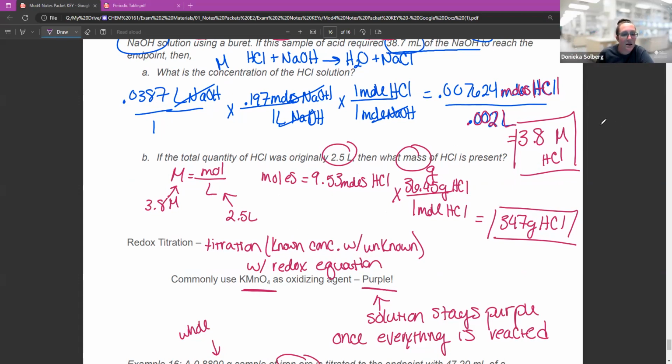So I've got the molarity from up here. I have my liters I'm talking about. I want to know how many moles were in there and how much mass. So I solve for moles and then convert that to mass.